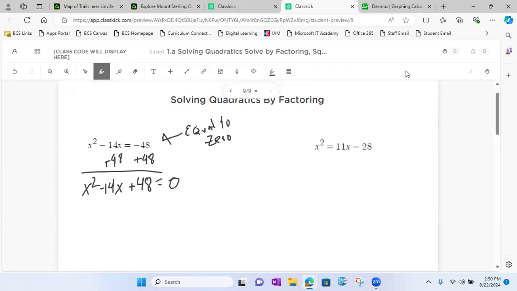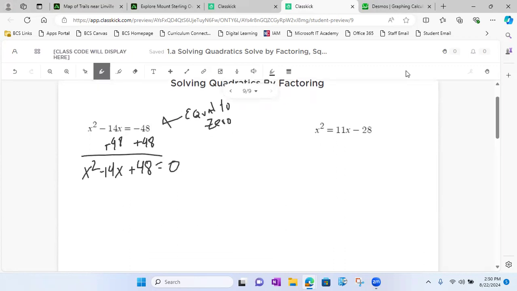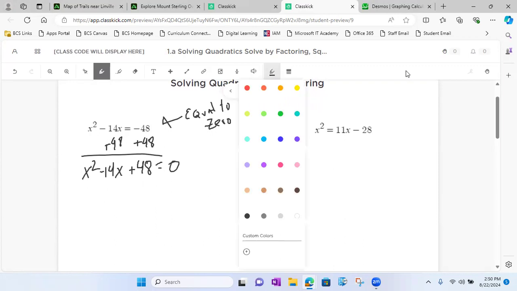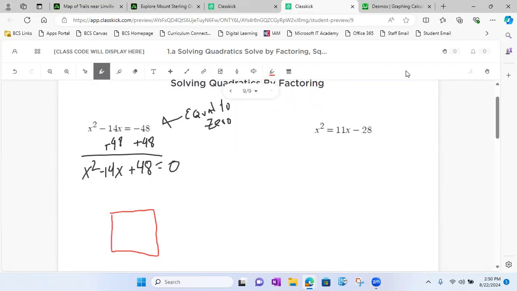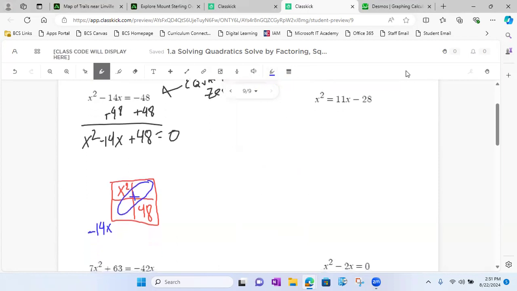All right, so from here, we're going to go ahead and use that area model that we've been practicing so often in class. I'm going to draw the box and start filling it in with all of its pieces. So I'm going to bring x squared here. I'm going to bring 48 here. And then on the diagonal, I'm going to bring negative 14x. Remember that the diagonal pieces that go in there have to add to negative 14x. So that's what we're going to be working with.